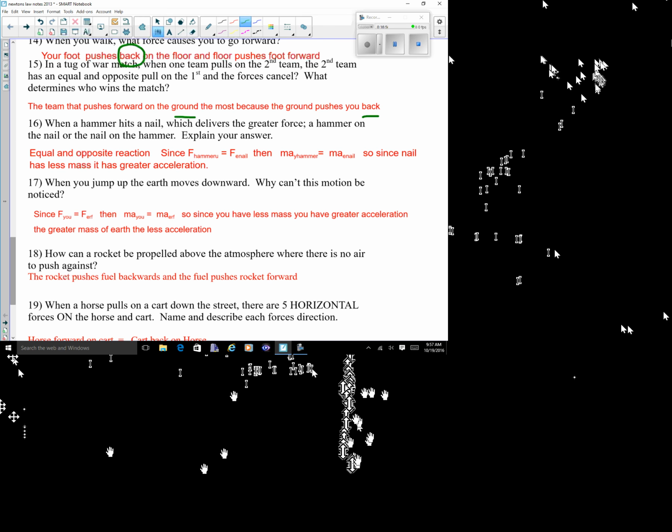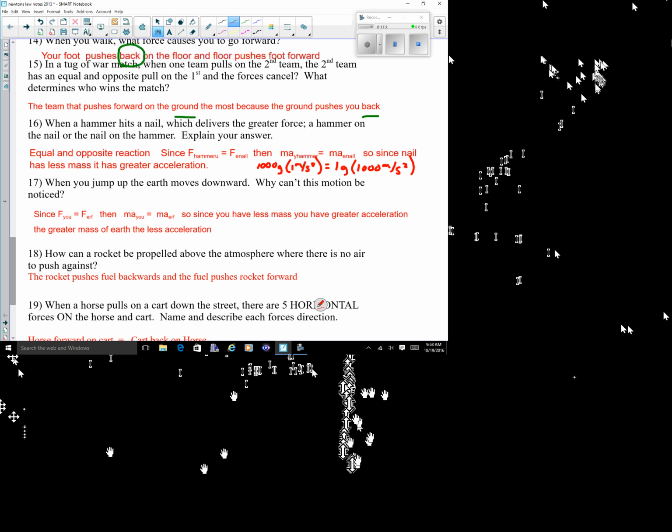So let me write this down up here real quick. Let's just look at this MA. Let's just say the hammer had a mass of 1,000 grams, and you accelerated it 1 meter per second squared. Well, if you hit a little nail, a nail might only have a mass of 1 gram. Well, for those two things to be equal, look what the nail has to do. It has to accelerate at 1,000 meters per second squared. And that's why the nail goes into the wood, because it's accelerating so quickly. Okay? But they both have the same force on them.